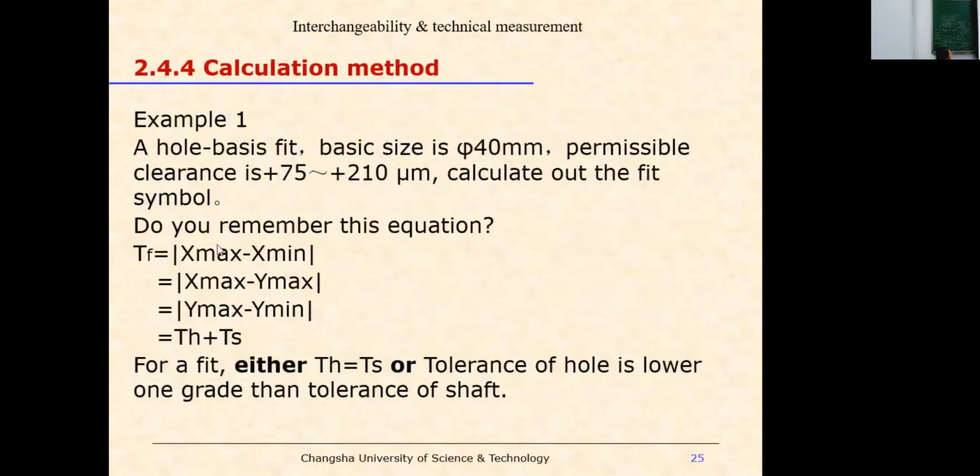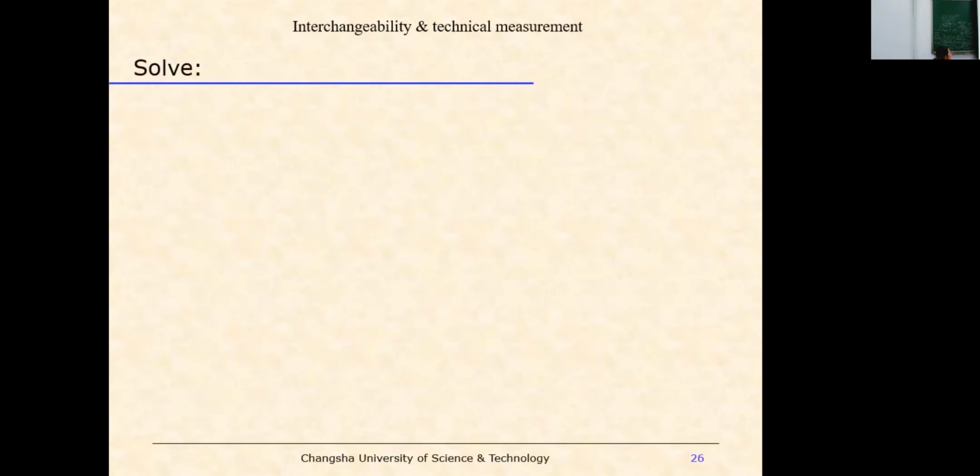And this is the equation. Remember, the equation is the same. This is the maximum clearance. This is the transition. Maximum interference. Yeah, this is the interference. So this is the same. It is the maximum balance. Maximum interference. Any question? Okay.